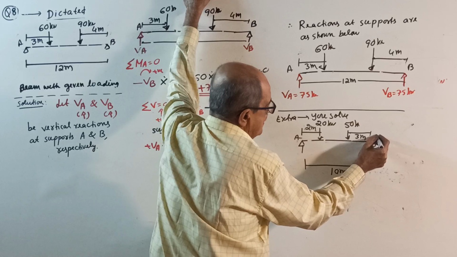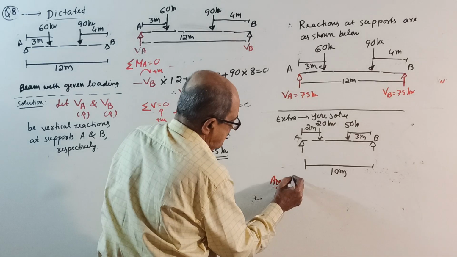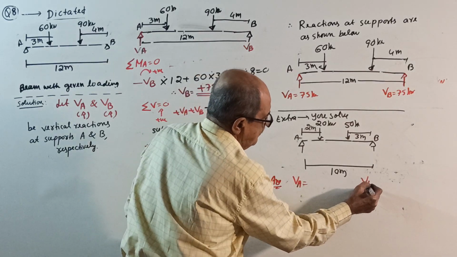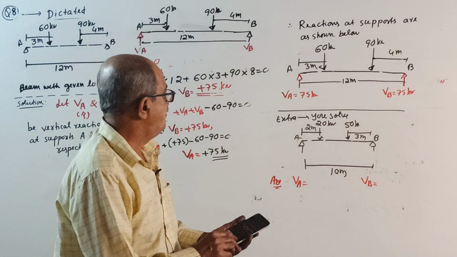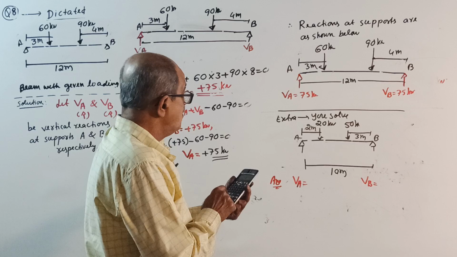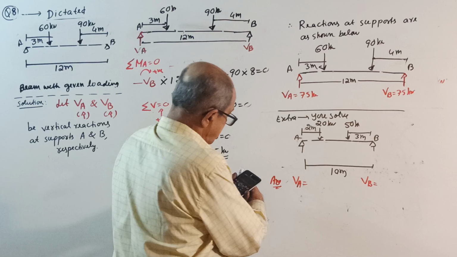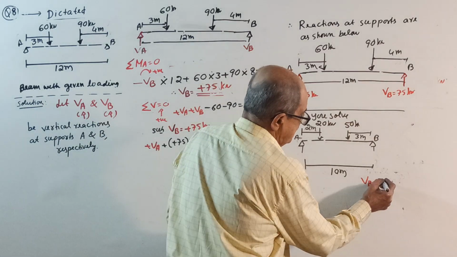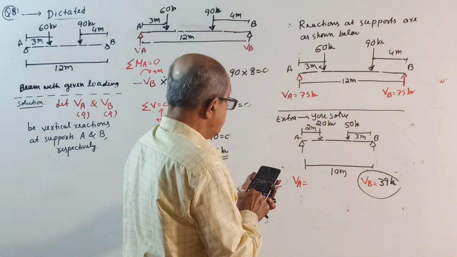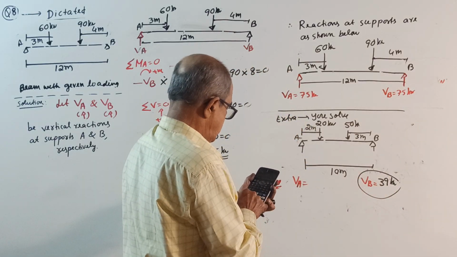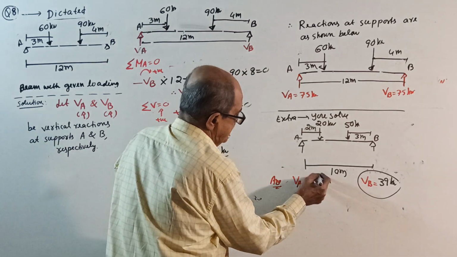Solve the question. I will give the answer for you. What VA will come, what VB will come. Solve. VB will come 39 kilonewton. VA will come 31 kilonewton. 31 kilonewton is the answer.